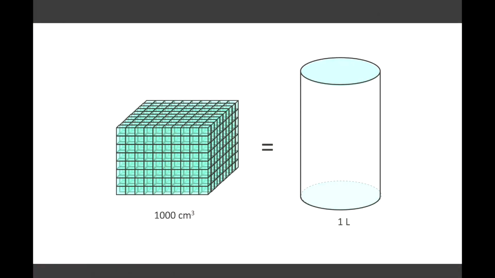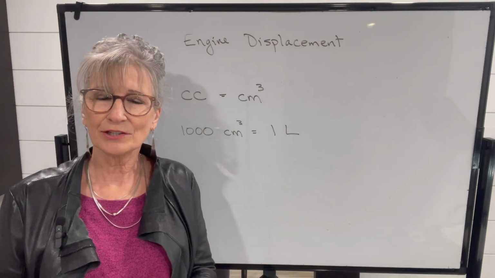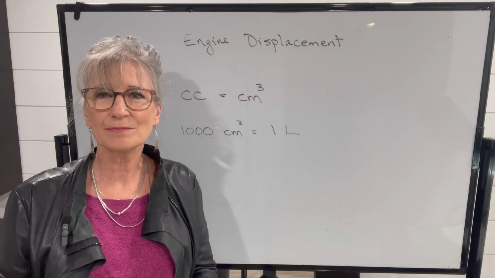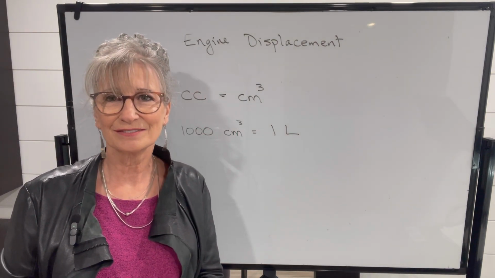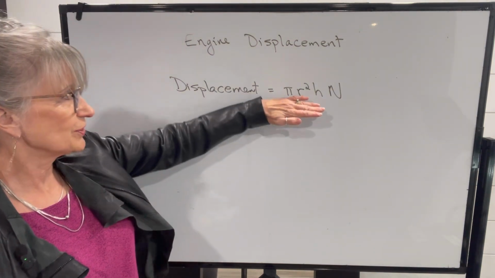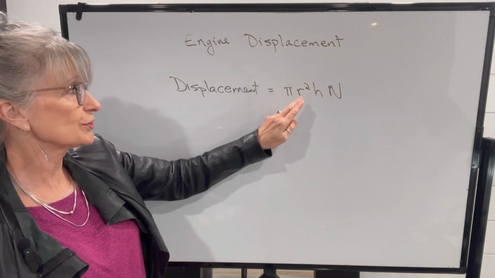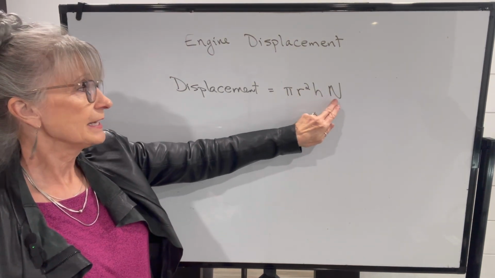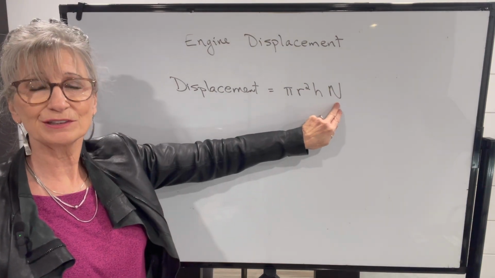So when you do calculate your volume and get it in cubic centimeters, you simply divide by 1,000, and that will be your displacement in liters. So let's take a look at the actual formula for finding engine displacement, and let's do some examples. In order to find displacement, we just take the volume formula of the cylinder, which is pi times radius squared times height, and multiply by the number of cylinders.